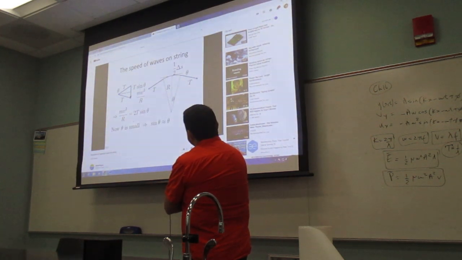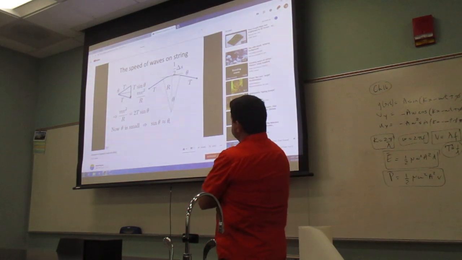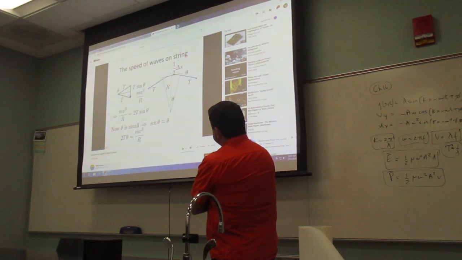Now we're going to make the small angle approximation. If theta is small, then sine theta is approximately theta. So we can replace this sine theta here with theta. That's what we've done here.